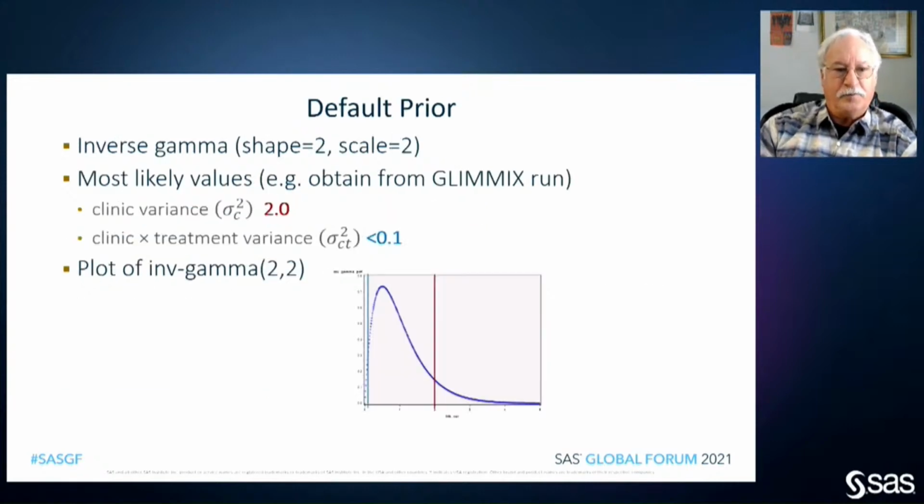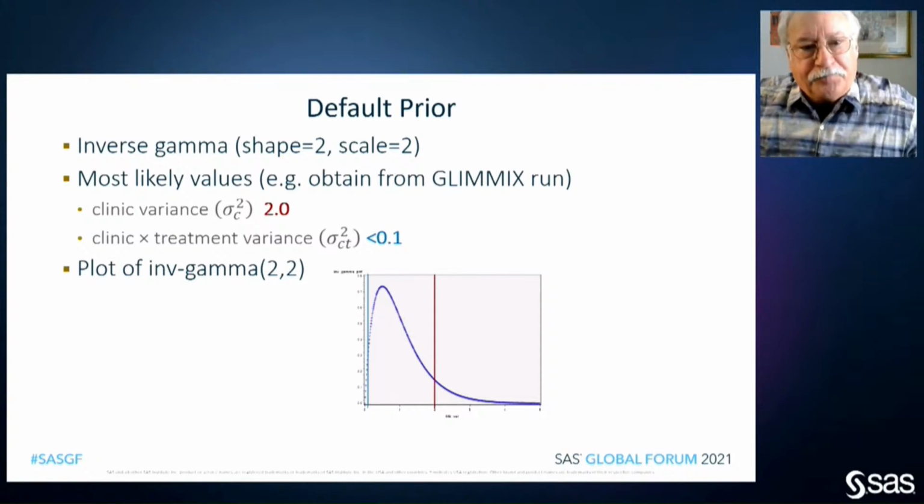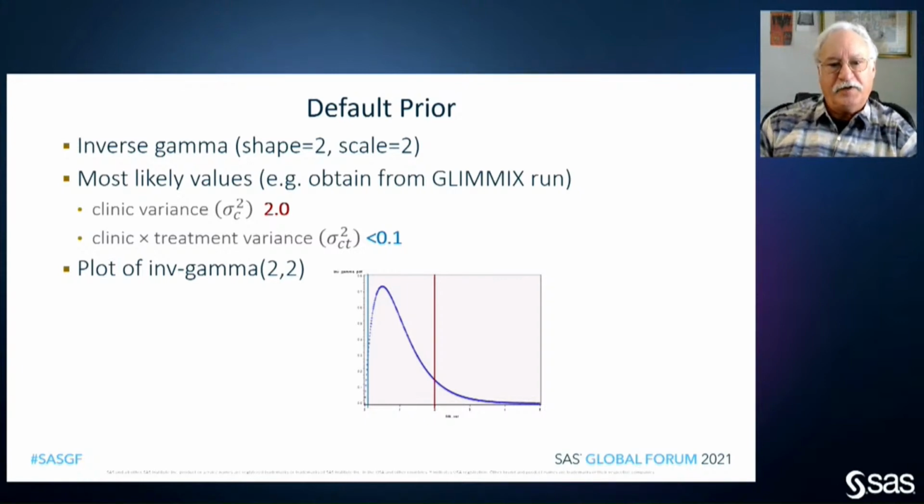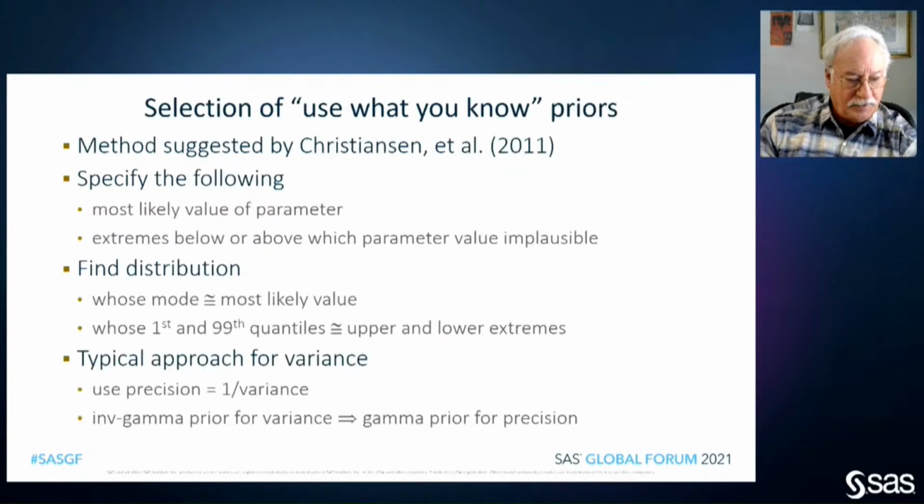So if we take a look at this default prior, here's what the inverse gamma looks like. If we go back to a GLIMMIX run, we could take these as indicators of what the most likely values of the variance components are. And what we see is that the clinic variance of 2 is kind of high in the range of this default prior. The clinic by treatment variance, on the other hand, is less than 0.1, and so it's way down at the other end of that distribution. So it could be we've been having problems with this prior because it's in the no man's land between where these variance components really are.